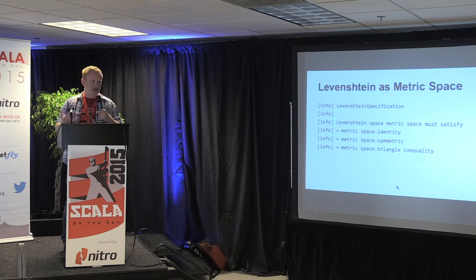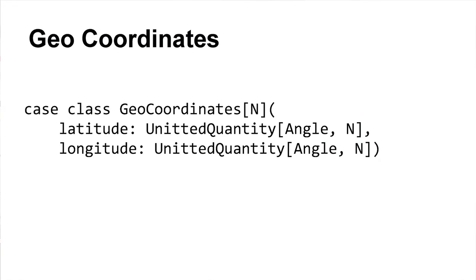A newer example that I've played with is geo-coordinates. Here I'm showing that a geo-coordinate is basically a pair, a latitude and a longitude, and each of those has to be an angle. This thing called the unit quantity, which is just a case class, enforces that anything you pass to it must be an angle. It can be a degree, it can be a radian, it doesn't matter, but you can't pass it a distance or a time. So you get that kind of check at compile time. And this number type parameter has been abstracted out, so I'll show some examples using both doubles and reals.